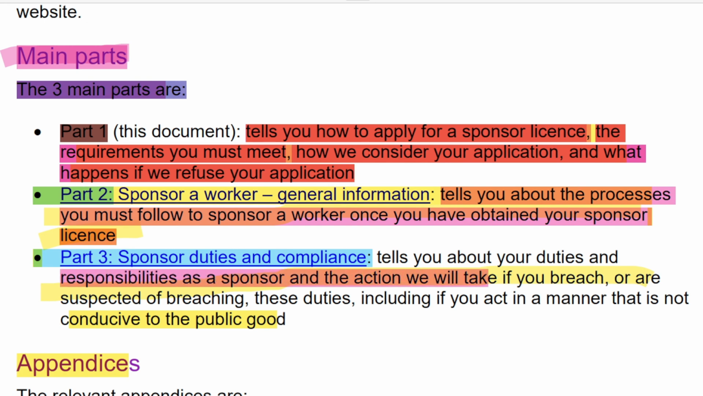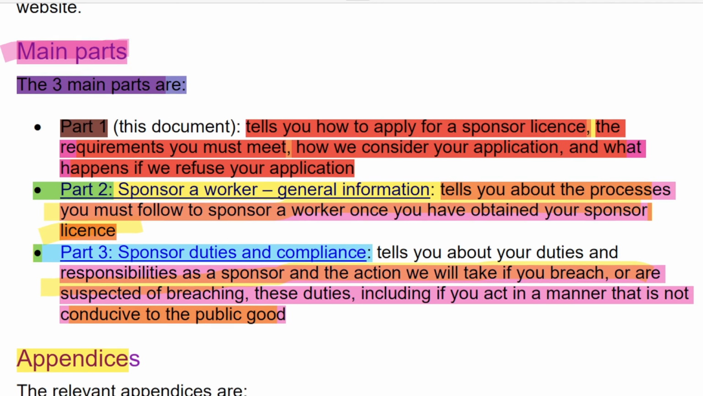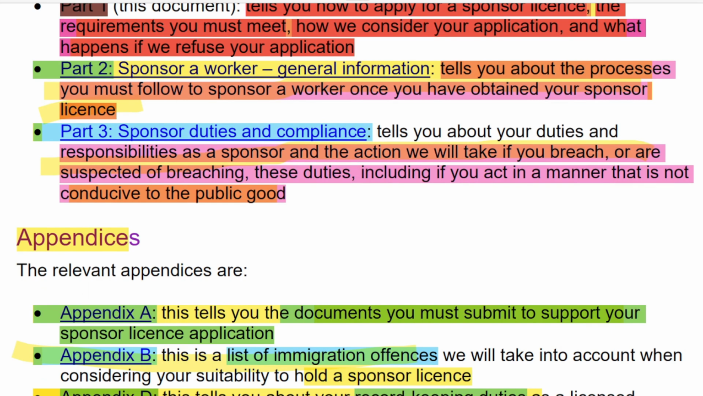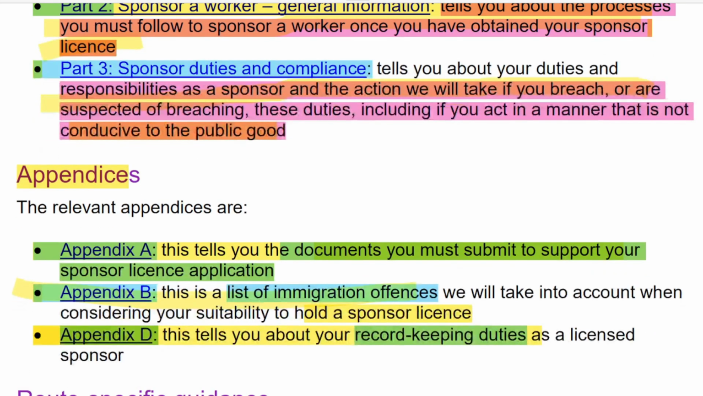Your responsibilities as a sponsor, and the actions we will take if you breach or are suspected of breaching these duties, including if you act in a manner that is not conducive to the public good. The Home Office can refuse your license, revoke your license, or downgrade that license. This will be discussed in part 3. So first we will discuss part 1, then part 2 and part 3.